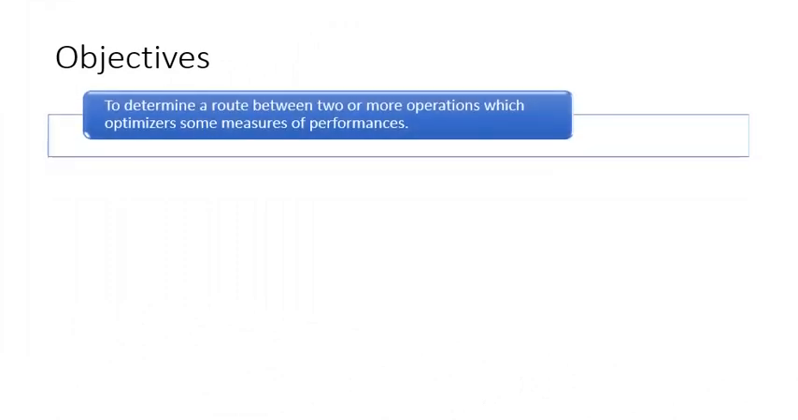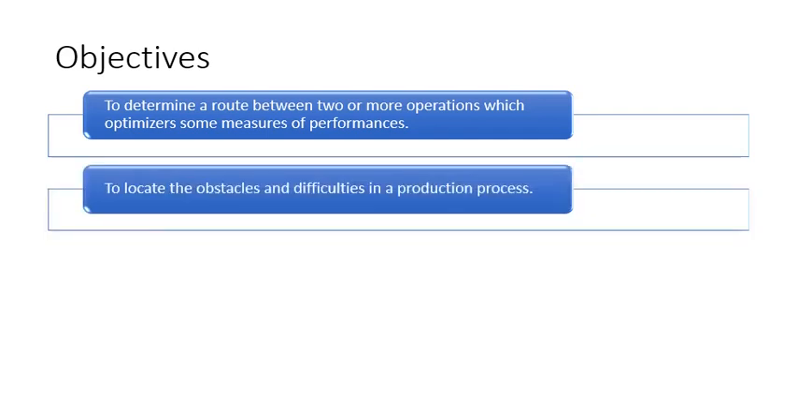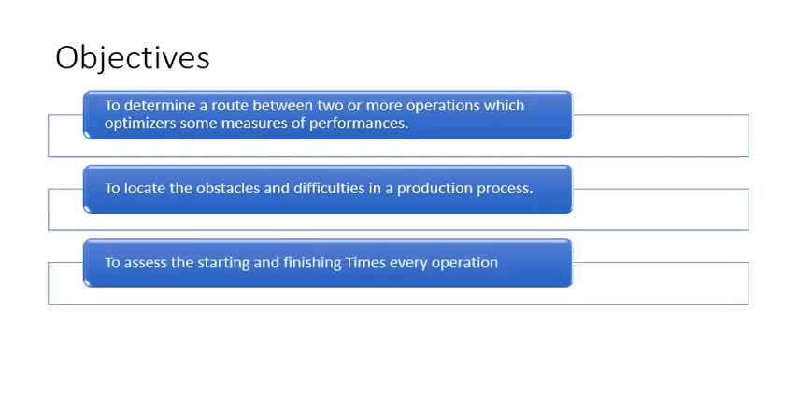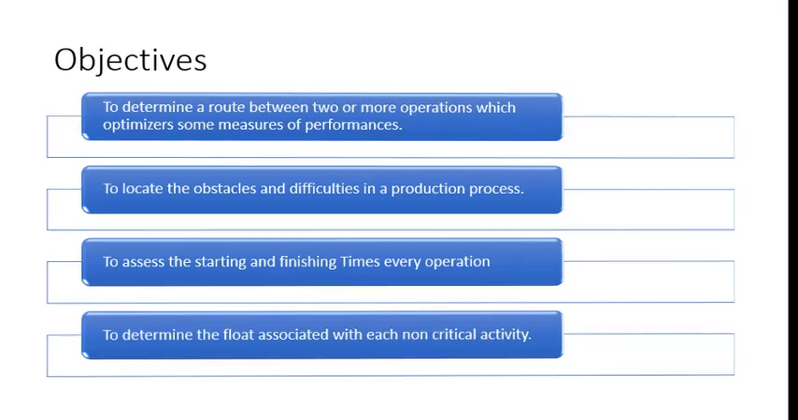So the critical path method's objectives are as follows. First is to determine a route between two or more operations which optimizes some measures of performance. Secondly, to locate the obstacles and difficulties in production process. Third, to assess the starting and finishing times of every operation, and to determine the float associated with each non-critical activity.